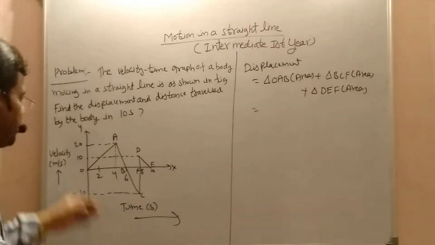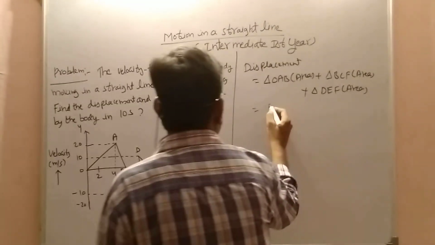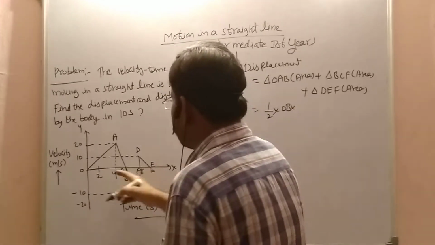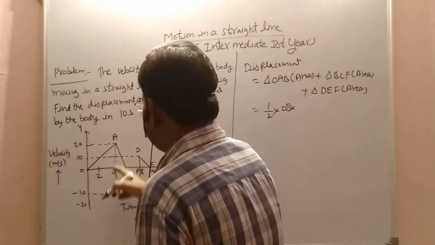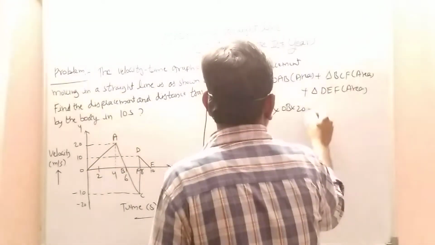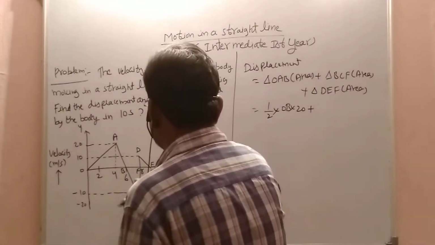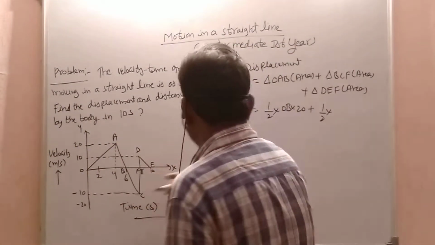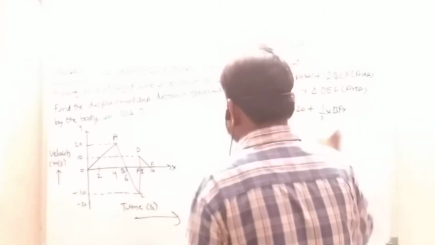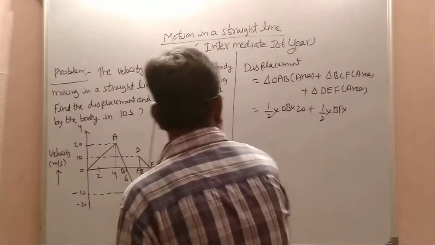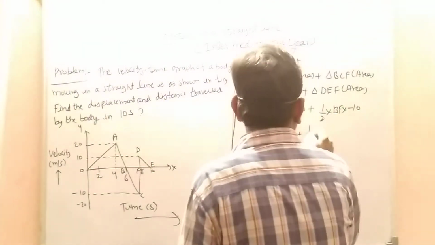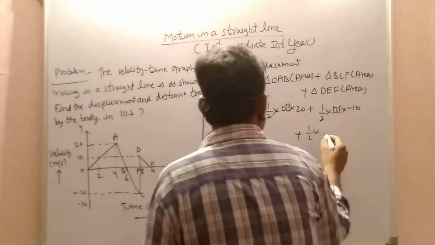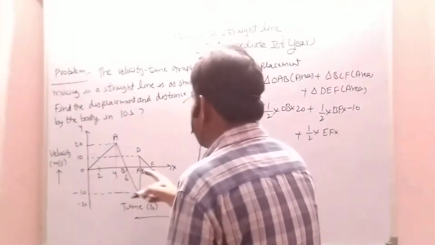Now we know the formula for the area of a triangle: half into base into height. So half into, here what is the base? OB, into what is the height? This is the height, 20. Similarly, for BCF, half into base into height: half into BF into height, which is -10. Similarly, half into base into height: here EF into height, which is 10.